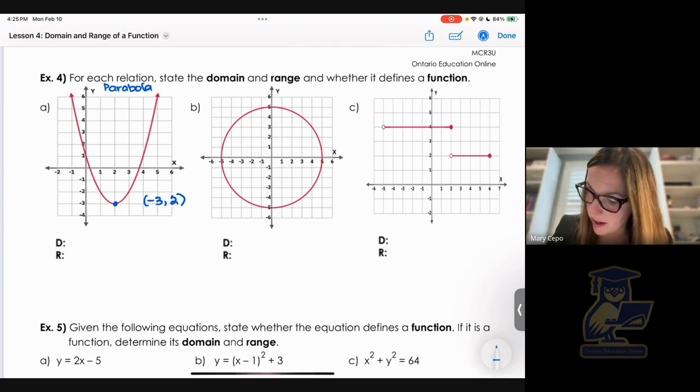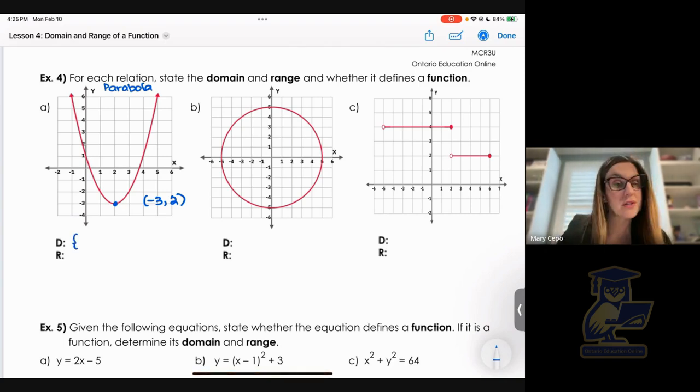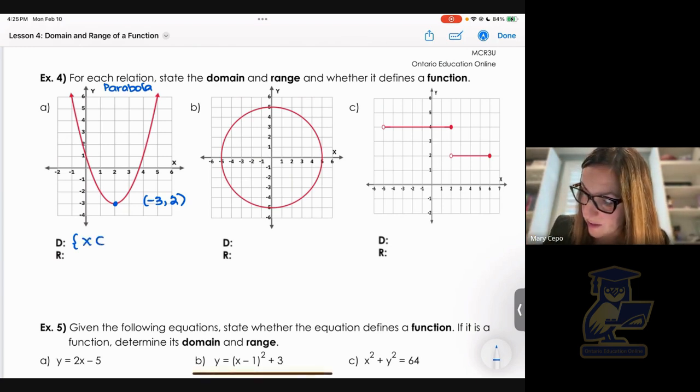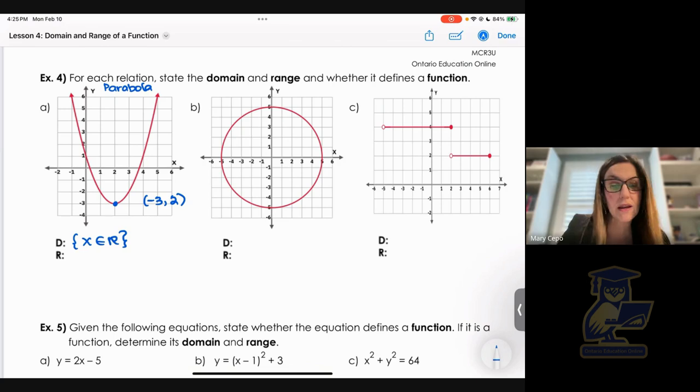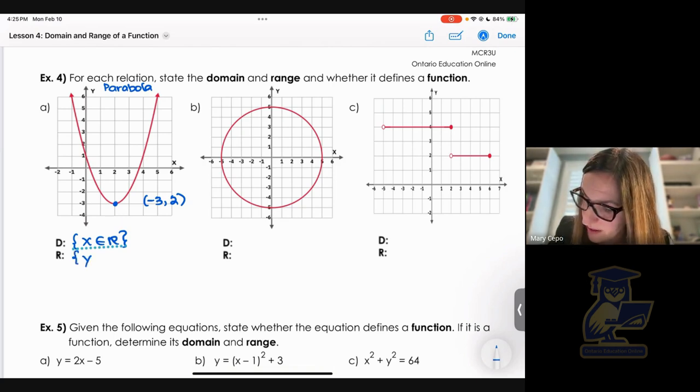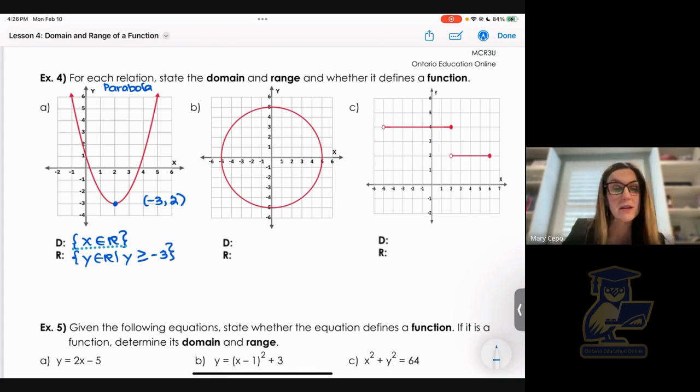With that in mind, for the domain, there doesn't seem to be any restrictions. The parabola keeps going. Remember, the arrows tell us all possible values. We can't list them all, so what we say is x is an element of real. That means it can be any possible number that exists, so real numbers. The range, however: y is an element of real, however y has to be greater than or equal to -3.